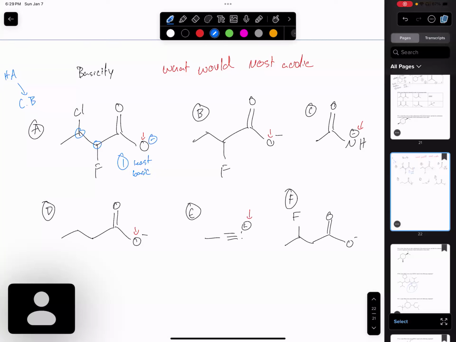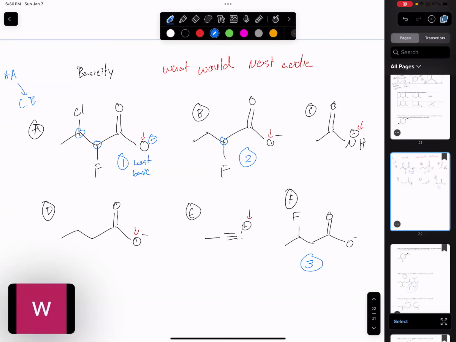Out of B, C, D, E, and F, which one also has an inductive effect? B and F. Okay, so which one would be less basic, B or F? B, you're right, because it's only one carbon away from the carbonyl, from the carboxylic acid. So this would be number 2. And with that logic, we can also say this would be 3.